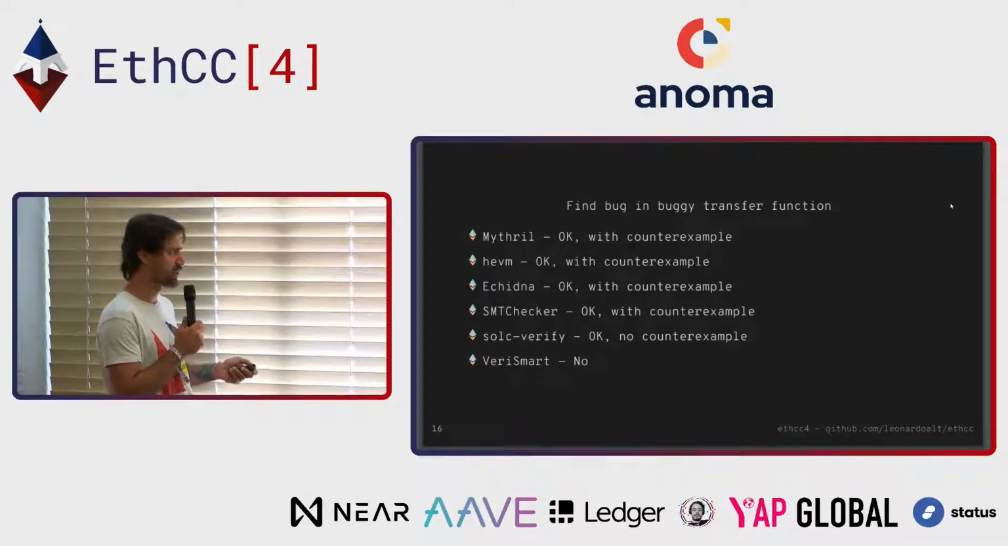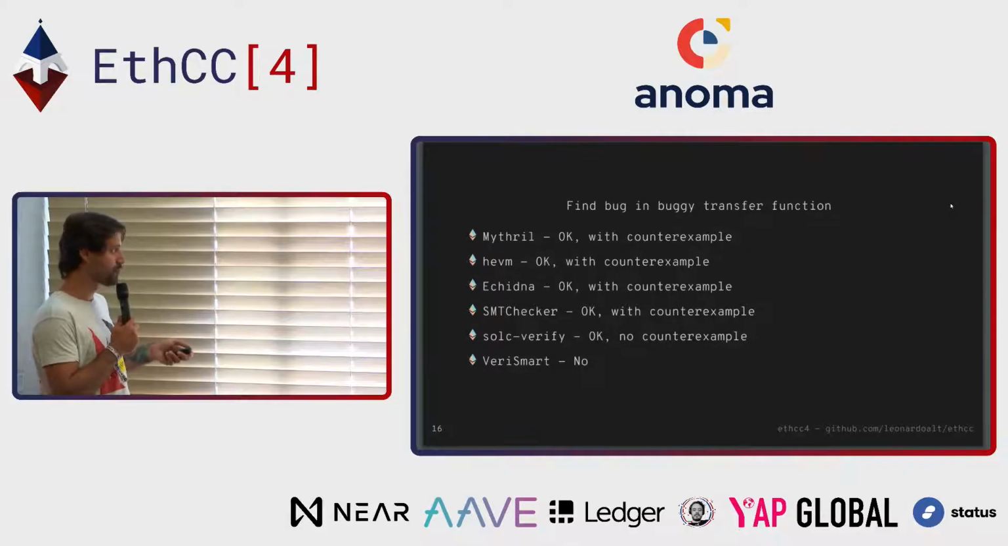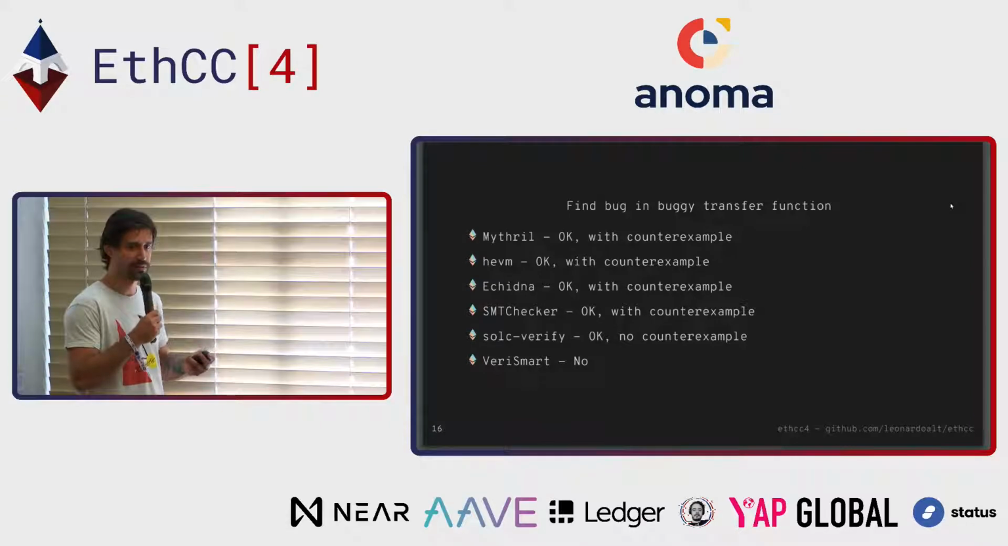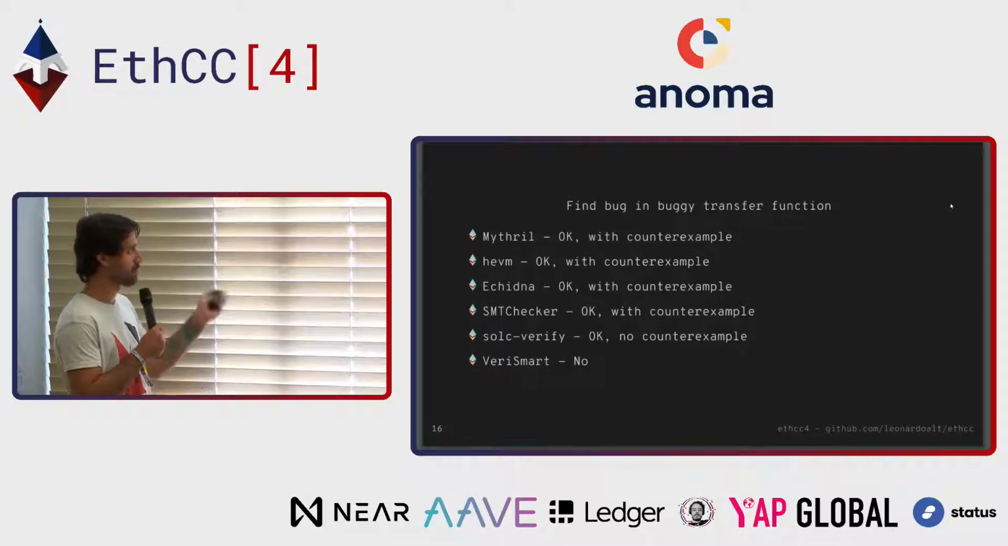And VeriSmart did not break the assertion. I suspect it is because VeriSmart doesn't really check assertions by default, even though it does claim to do so in the documentation. That's why I tried it. But I don't know, because in the log, it even says there were no assertions to be verified. So maybe this is a Solidity 0.8 thing. I don't know. Okay, sounds good.